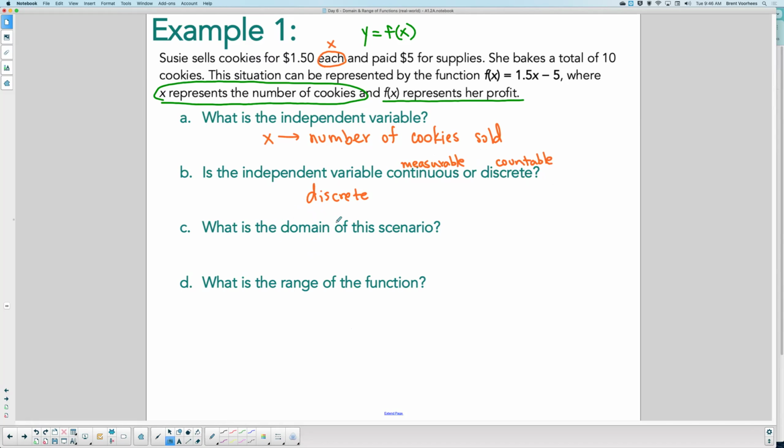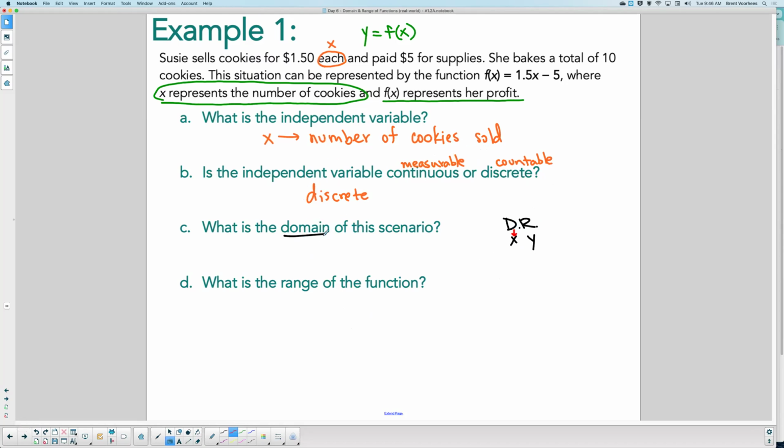So now when we talk about domain, remember how we use Dr. XY? Dr. XY. Domain is what the question is. Domain means, what are we talking about? Which letter? X. Okay. What's the smallest number of cookies you can sell?